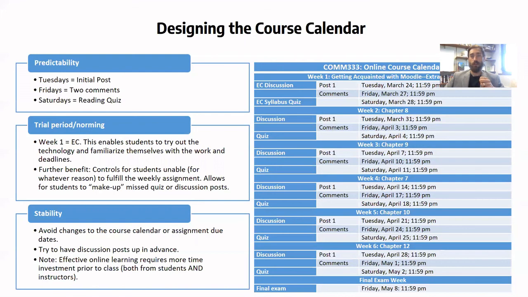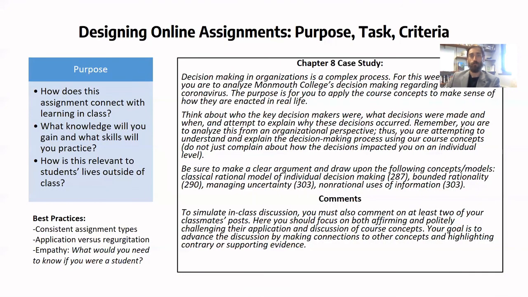low stakes activity here. So in the next few slides, I'm going to briefly touch upon some specific examples of how a specific assignment design within this overarching course schedule maps onto some of the principles of transparent teaching that we discussed in the workshop here.